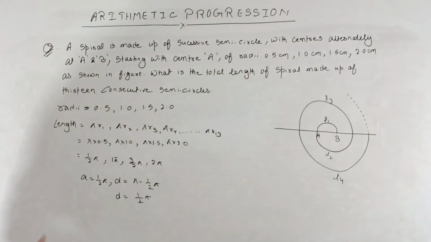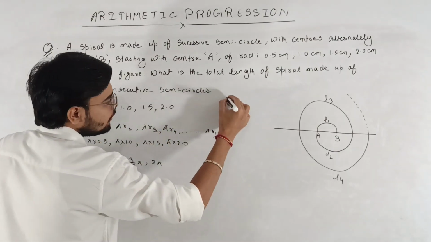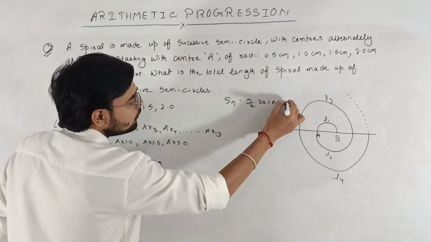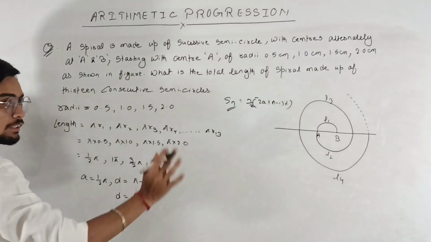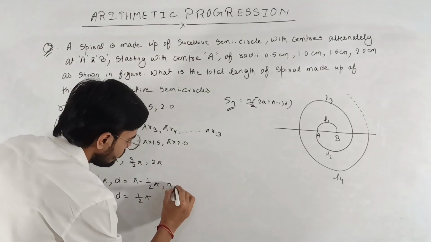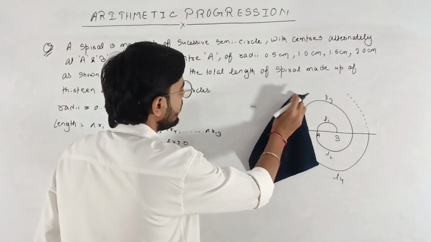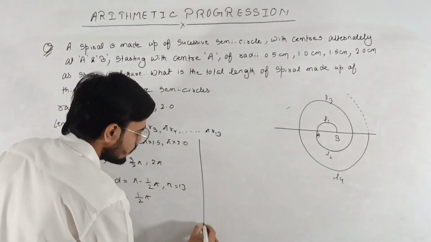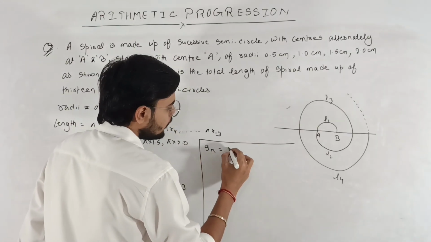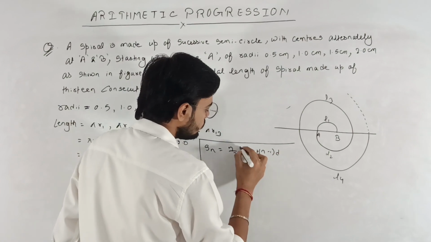Okay. So we have a total of 13 semicircles, and we have to find the length of the spiral which is required to make these 13 semicircles. This means we have to find the sum of all these. This is in AP, so we have to find Sn, which is n upon 2 into 2a plus n minus 1 into d, where n is 13. Now look, we have a, d, and n is 13. Okay, now let's find the length of the spiral. Sn is equal to what? n upon 2 into 2a plus n minus 1 into d.